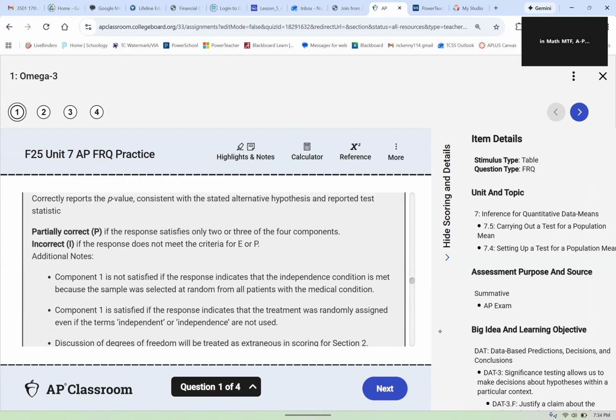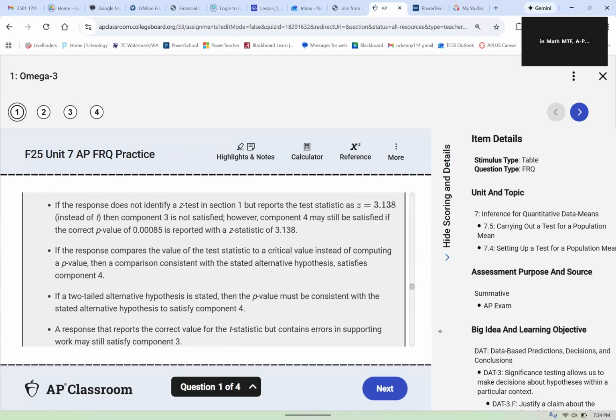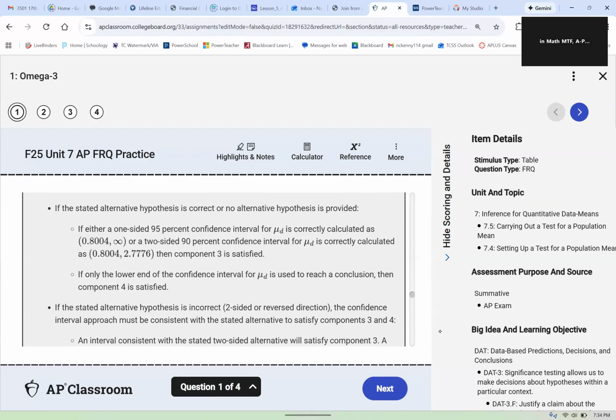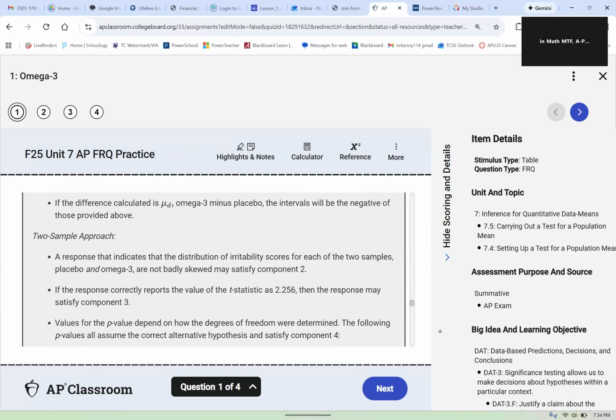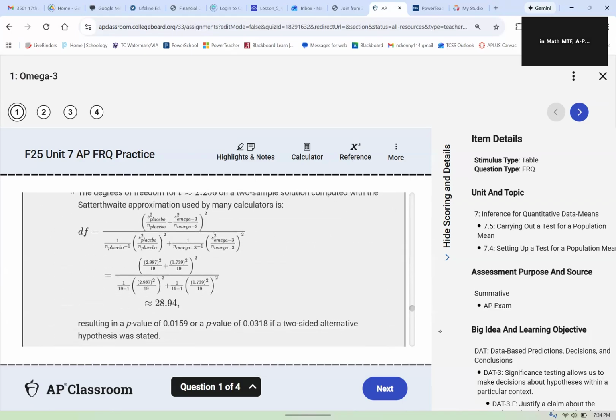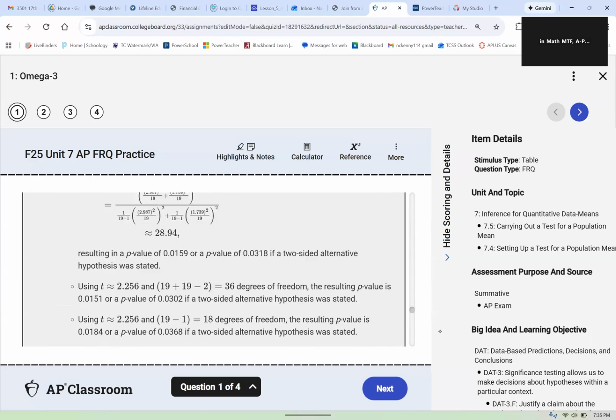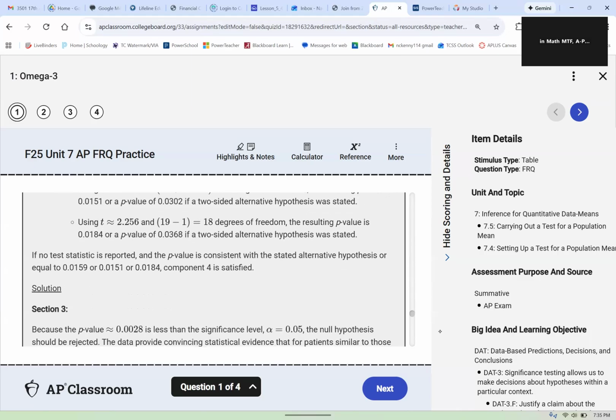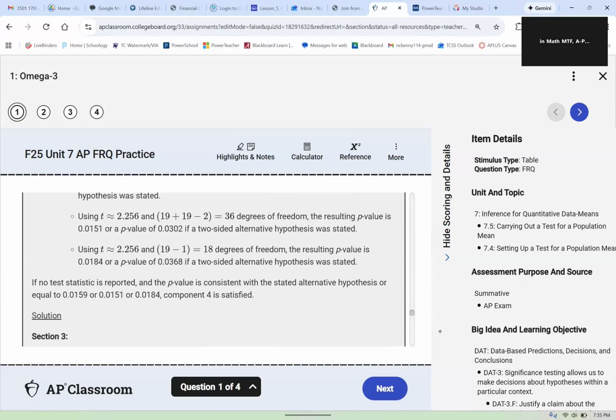So I know a few of y'all have gotten the p-value to be backwards, but if it's consistent with what you said in the beginning and you use that incorrectly in the later parts, you can still get full credit for the later parts. So don't sweat that. Start with what you got. There's that fun degrees of freedom formula I showed you. So they use it, but the calculator also just does it for you.